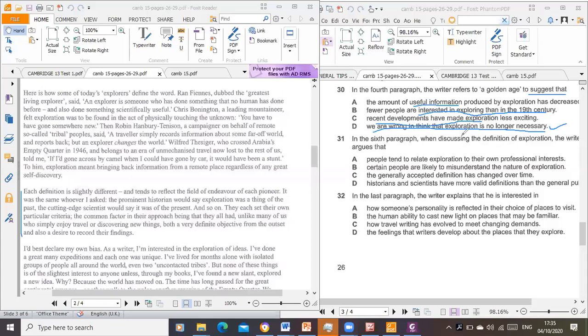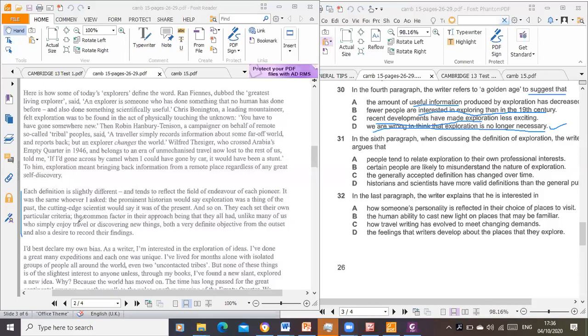So in the 6th paragraph, when discussing the definition of exploration, the writer argues that, so what is his argument? Each definition is slightly different and tends to reflect the field of endeavor of each pioneer. It was the same whoever I asked. The prominent historian would say exploration was a thing of the past. The cutting-edge scientist would say it was of the present, and so on. So if you can see their arguments there, they each set their own particular criteria.